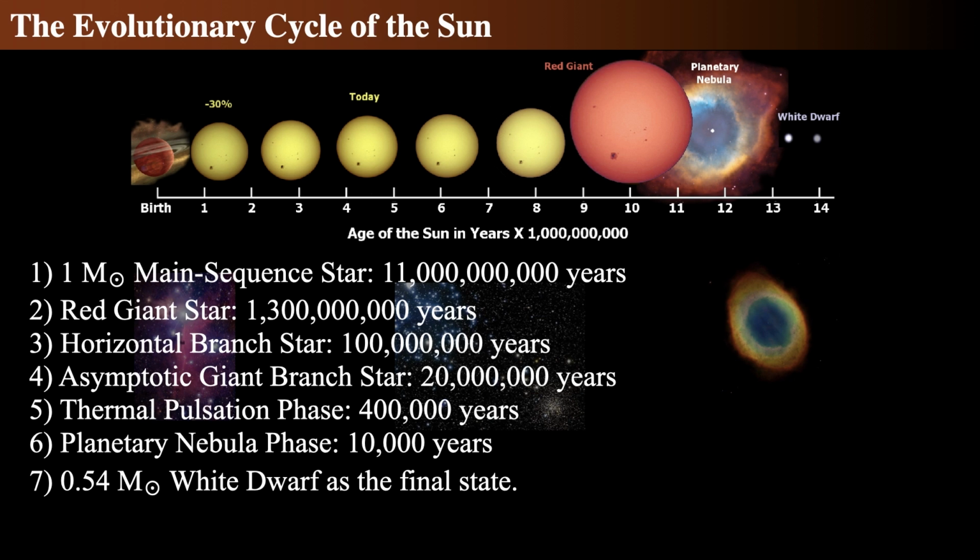Right now, the Sun is about 4.5 billion years into its life of approximately 11 or 11.5 billion years, and that's what we're going to talk about.